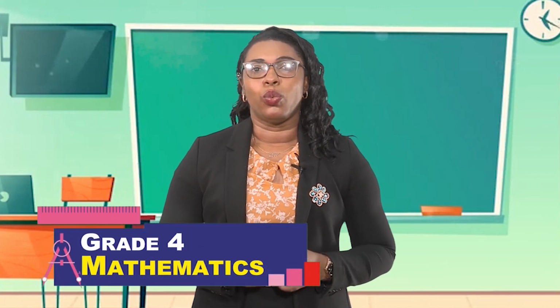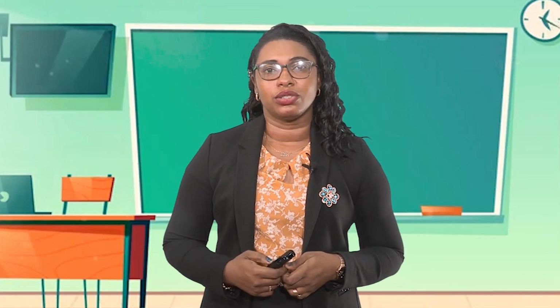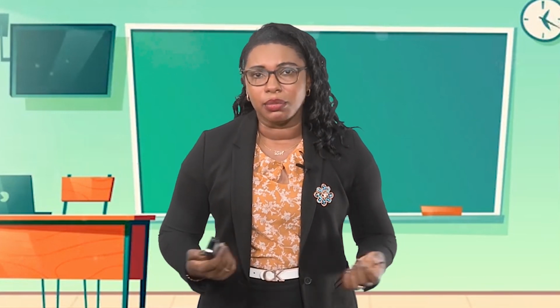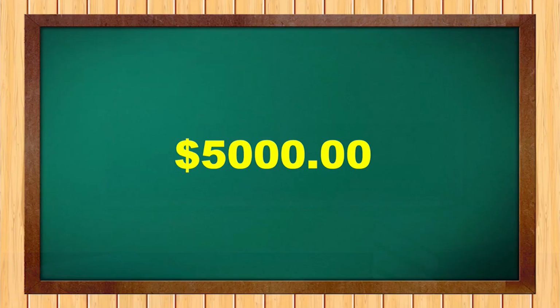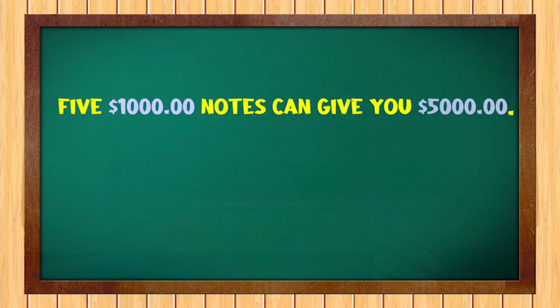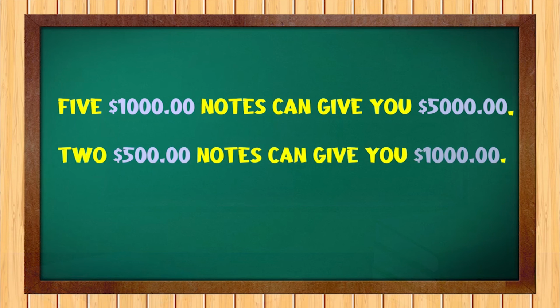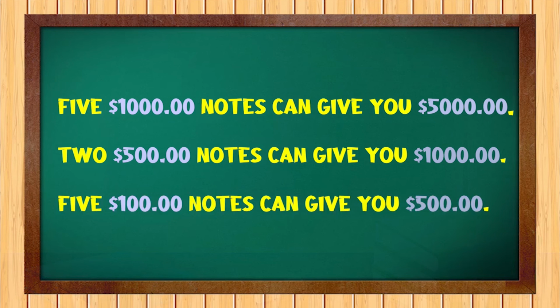Ensure that you have your book and your pencil next to you so that you could be well engaged in this lesson. Now, I want you to remember that for our money, our notes and coins, we can put it together to come up with any amount. And therefore, we could spend any amount of money. Now, if you have a $5,000, do you know how many $1,000 notes you should have? We should have five. Five $1,000 notes will give you $5,000. Two $500 notes will give you $1,000, and five $100 notes will give you $500. So that's how we will put our different forms of money to come up with an amount.